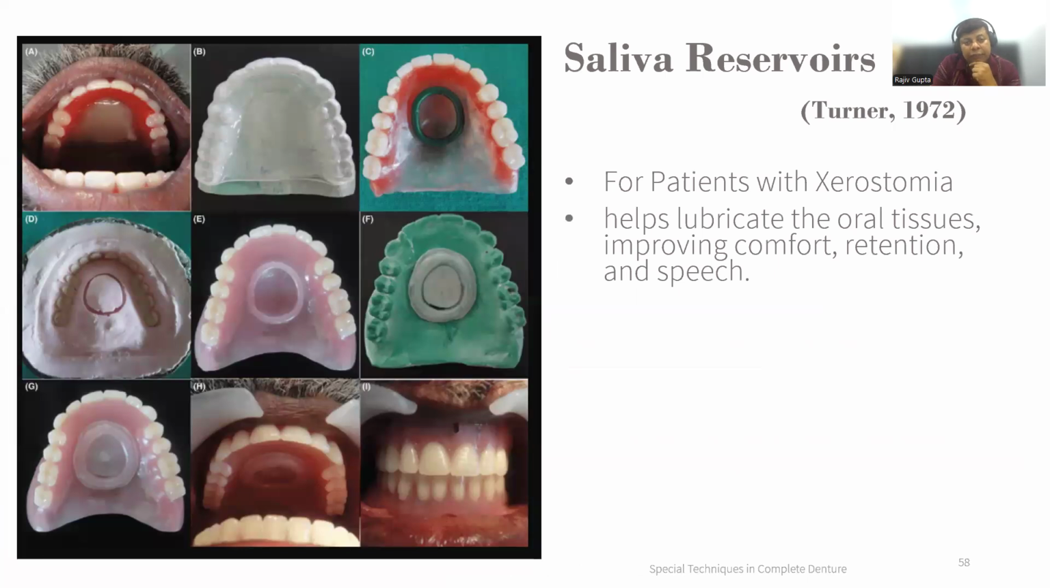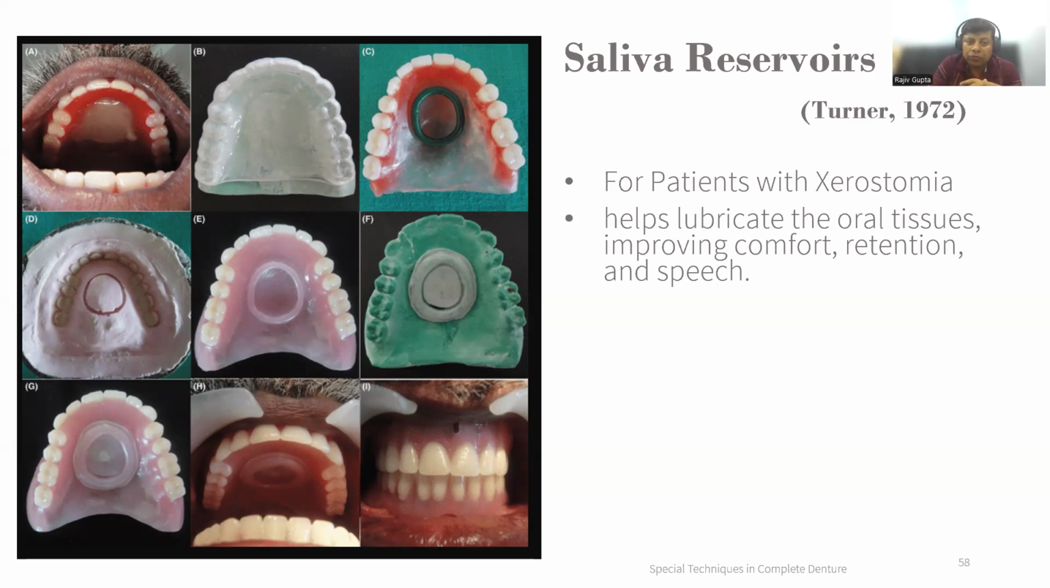Another special condition we can have is the saliva reservoir denture. A saliva reservoir denture will be required in patients who report to us with the condition xerostomia, that is, the lack of saliva. In such a patient, it is very difficult to wear a standard denture because the chances of ulceration will be too high because of the lack of saliva, or the lubrication of the mucosa. The chances of ulcers will be much higher.